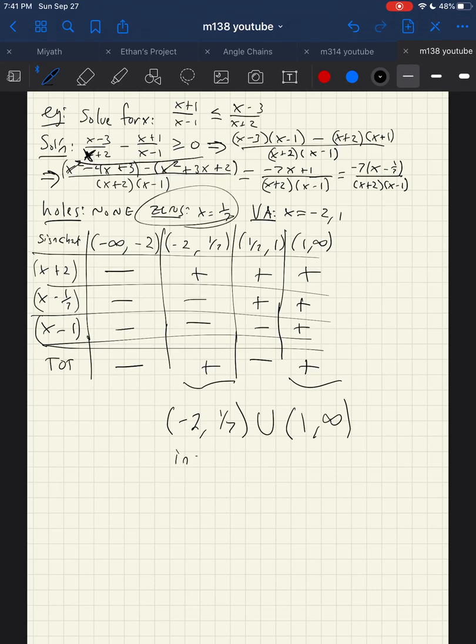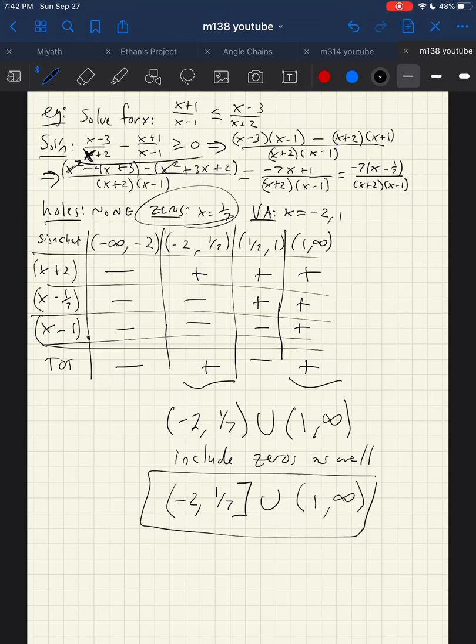So our final answer includes zeros as well, so our final answer is going to be negative 2 up to 1/7, including 1/7, right? Because 1/7 is a 0, and 1 up to infinity. And you might say, well, why don't you include 1 or negative 2? But the function is not defined at those points. Those points would be dividing by 0. So this is our final answer, and I hope that made sense.